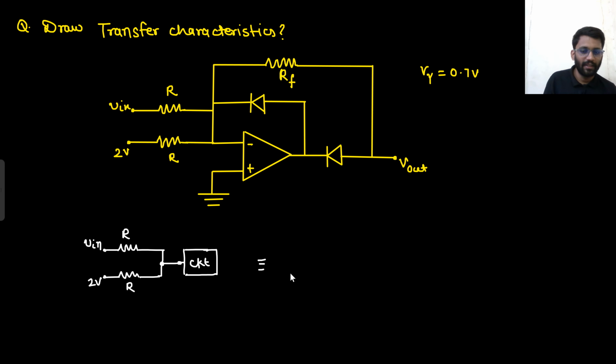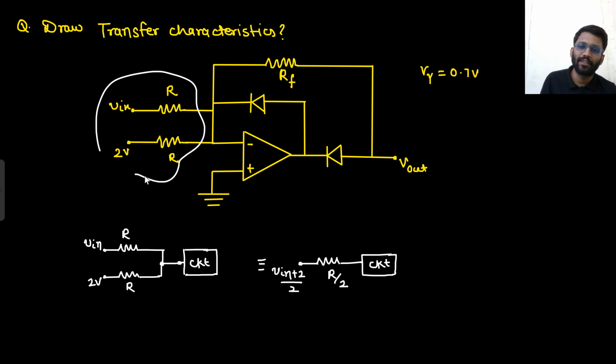So how can I replace it? I have solved the same question, so you should not be confused. This R parallel R will be replaced by R by 2 and this node will be V in plus 2 by 2, and this will be the circuit. Right? So this much of configuration I can replace with V in plus 2 by 2.